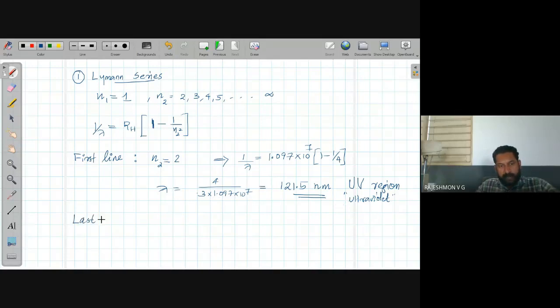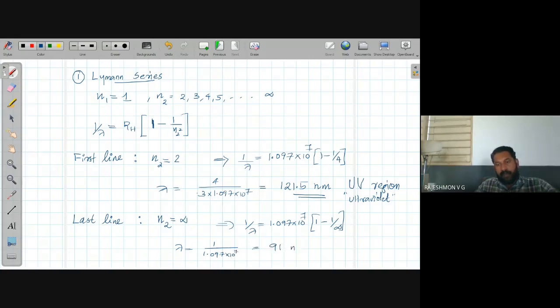What about the last line? The last line is obtained by putting n2 equal to infinity. That means 1 by lambda is equal to 1.097 into 10 to the power 7 into 1 minus 1 by infinity. 1 by infinity is 0. So lambda is simply 1 divided by 1.097 into 10 to the power 7, and it will come around 91 nanometer. So this is also in the UV region. So we can conclude that the Lyman series lies entirely in the UV region.